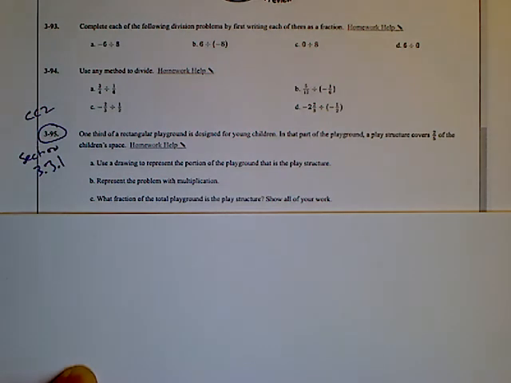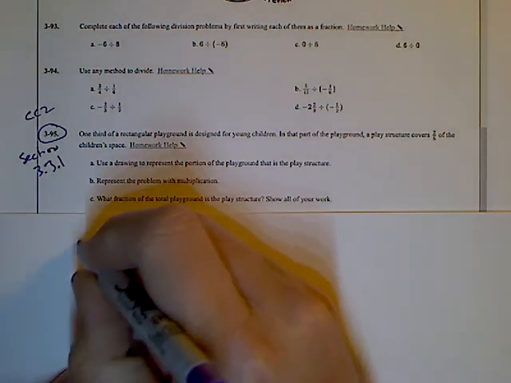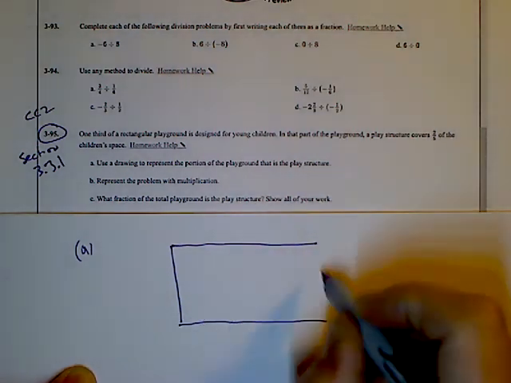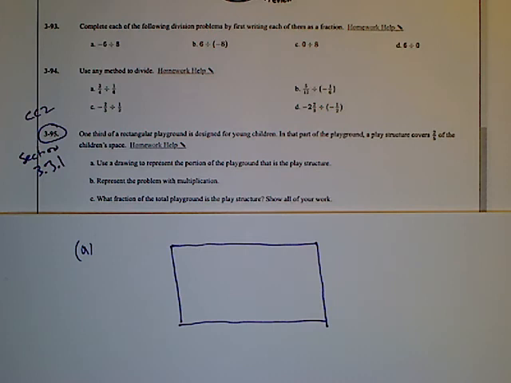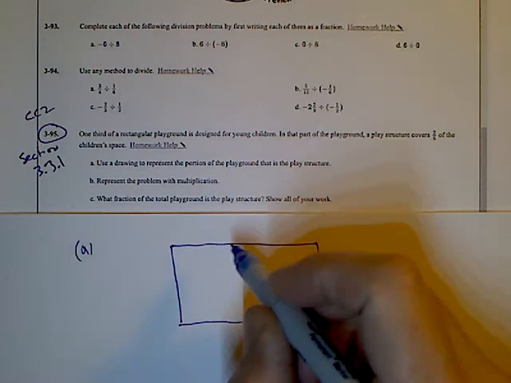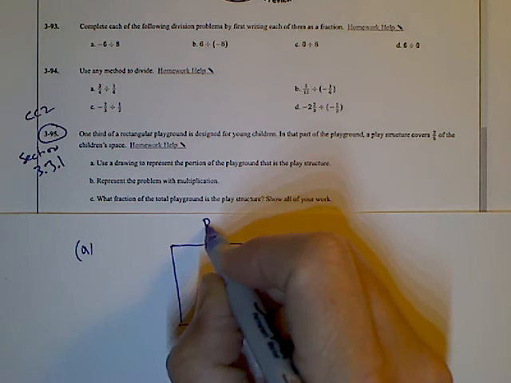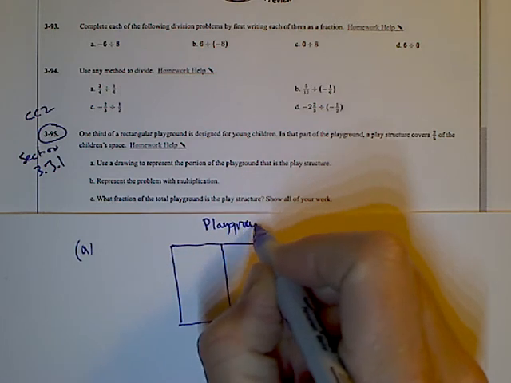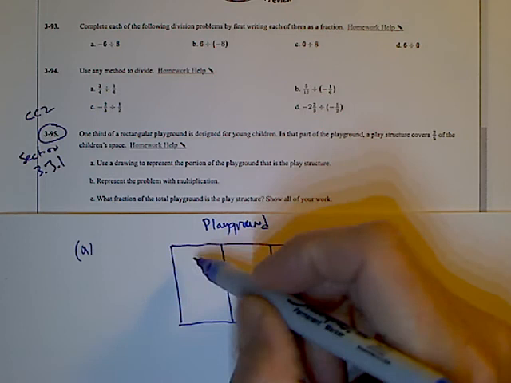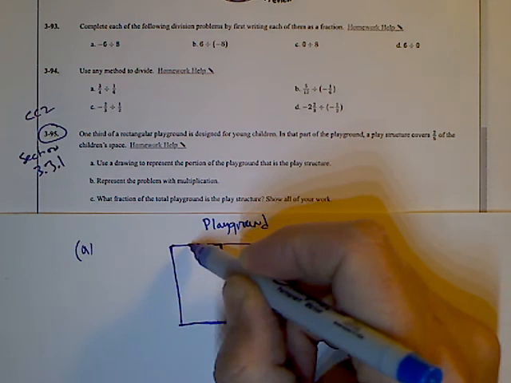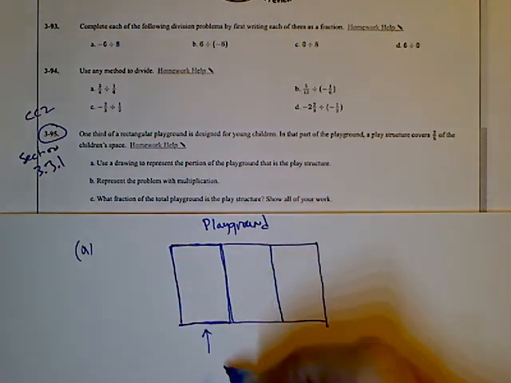So I'm going to draw it. On A, it wants us to use a diagram. So I'm going to draw this rectangular playground, right? So there's my playground. That's the whole playground. Now, it says that 1/3 of it is for young children. So if I cut this into thirds, right? So the whole thing is the playground. Now 1/3 of this, so we'll say this first third, we'll designate that 1/3. This part is designated for young children.